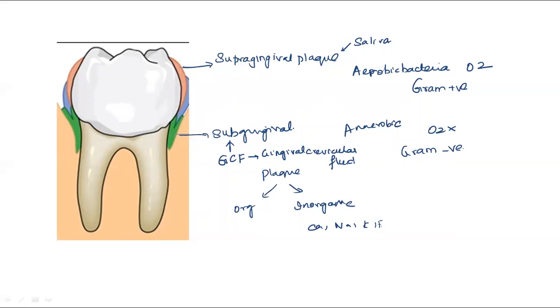So in this slide, we have talked about supragingival plaque, where there is aerobic bacteria and gram-positive bacteria. And as you go deeper, there's anaerobic bacteria and you see gram-negative bacteria. Composition, you see organic components and inorganic. Organic, there is polysaccharides, proteins, glycoproteins, lipids. Inorganic, you see calcium, phosphorus, sodium, potassium, fluoride.